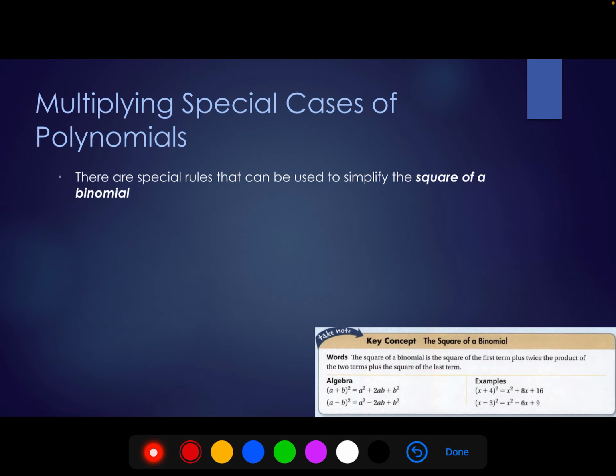And that first special case is what we call the square of a binomial. When we see the square of a binomial, there's some special rules that we can use to simplify it. So first, let's take a look at squares of binomials. They have the form (a + b) squared or (a - b) squared. If you notice, we have a binomial being squared, hence the name square of a binomial.